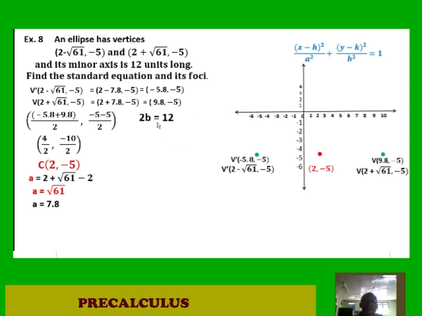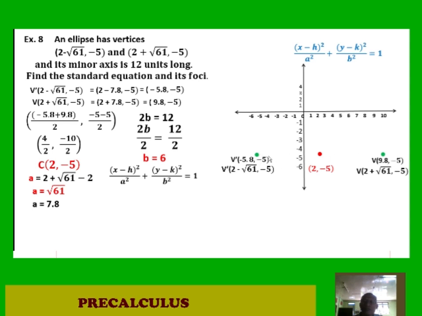Okay. The length of the minor axis is 2b. The total length of the minor axis is 2b. Accordingly, it is 12 units long. So let us solve for b. b is equal to 6. So we have now a and b, and we need to find c.